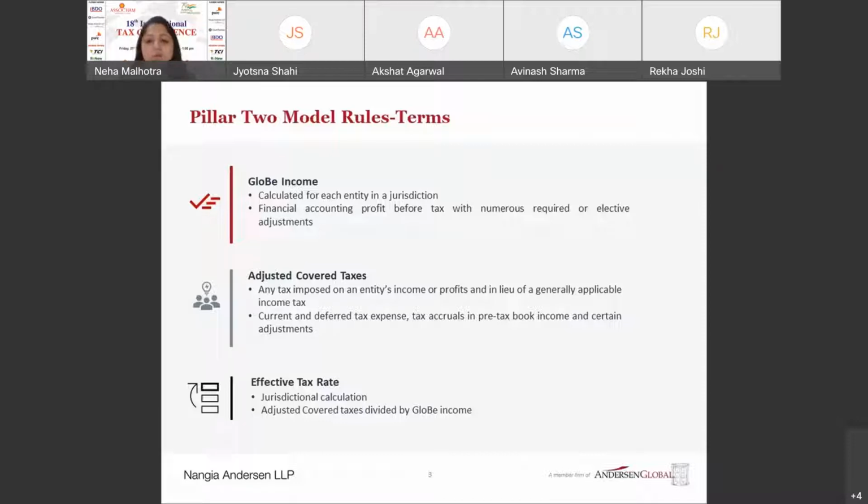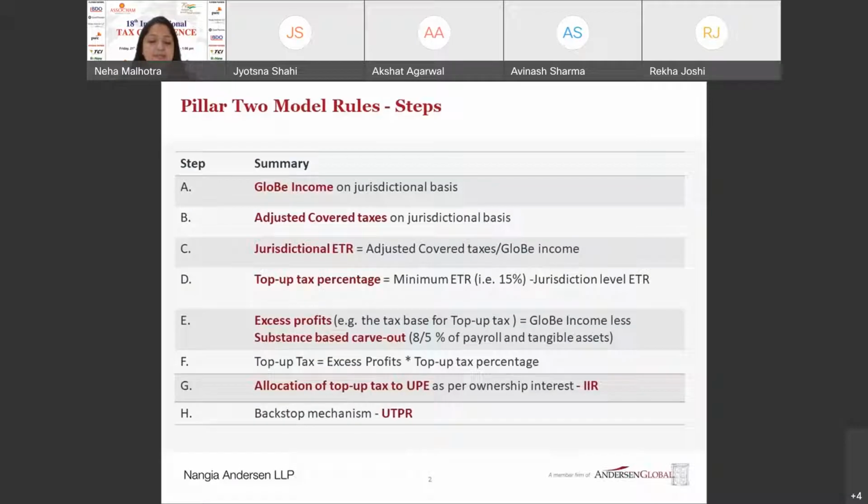I'm not going into the details on all the adjustments because then it'll become too complicated. So we are restricting it to the basic formula. So you arrive at your adjusted covered taxes, which will let you achieve the jurisdictional effective tax rate. That is, adjusted covered taxes divided by the global income will give you the percentage of jurisdictional effective tax rate. So what is the effective tax rate being paid by the jurisdictions?